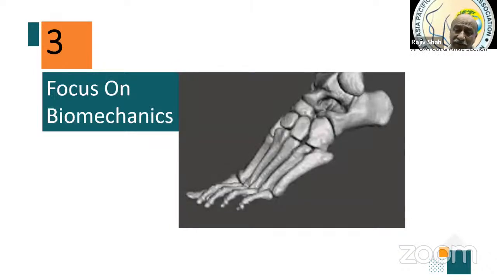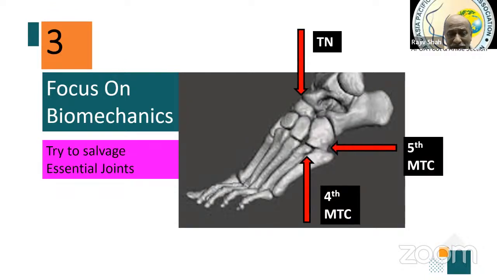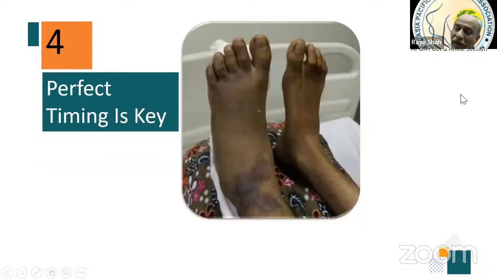Then the very, very important focus whenever you are treating midfoot injuries is on biomechanics. And what does biomechanics tell you? Biomechanics tells you that you have some essential joints in the foot and ankle. Try to salvage them. The fifth metatarsocuboid joint and fourth metatarsocuboid joint are essential joints. You try to salvage them. And the talonavicular joint is the most essential joint after the ankle joint in the foot and ankle. So try to salvage such essential joints. But if you have non-essential joints, you may sacrifice them.